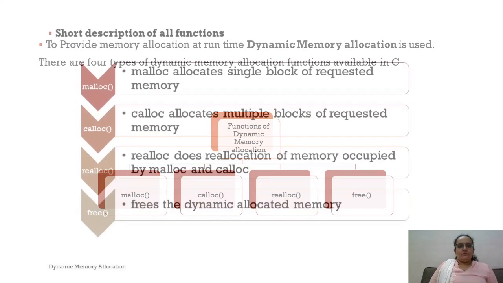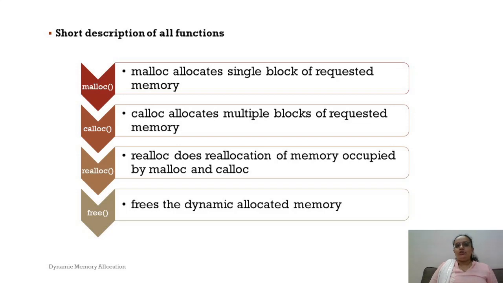First of all, let us see a short description of all the functions. So why is malloc used? Malloc allocates a single block of requested memory. All these four functions are used for dynamic memory allocation only, but malloc allocates a single block of requested memory. So whatever memory is requested, that has to be in a single block. For that malloc is used. Calloc allocates multiple blocks of requested memory. Then realloc does the reallocation of memory occupied by malloc and calloc.